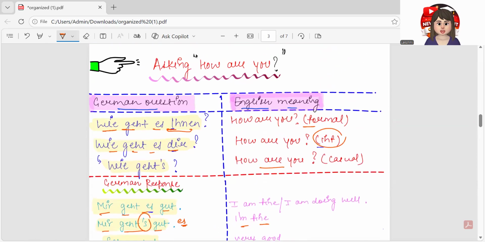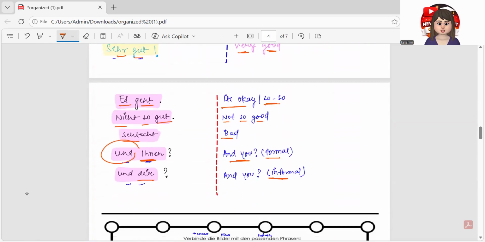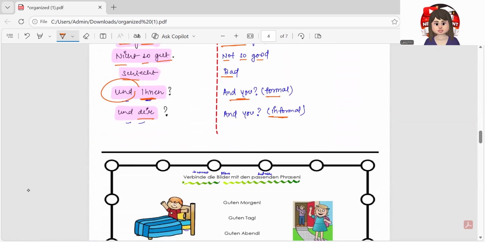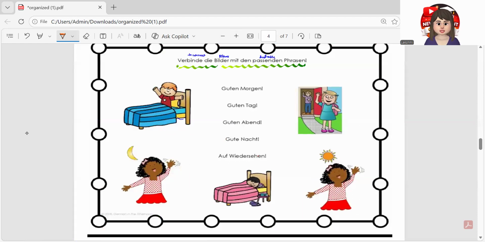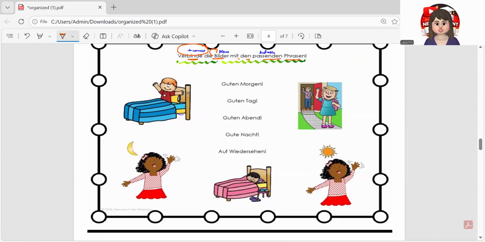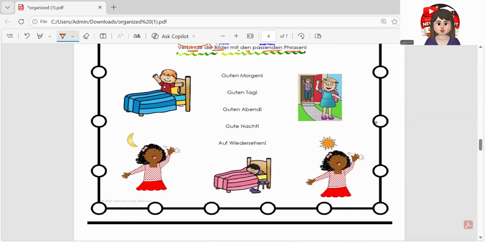Okay, so now let's see how clear this is to you. Now let's go with one revision session. The question given here is: verbinden Sie die Bilder mit den passenden Phrasen. Verbinden is the word which means to connect. You need to connect the pictures with the suitable phrases. Now let's see the pictures. The first one says Guten Morgen. Which photo will match with Guten Morgen?